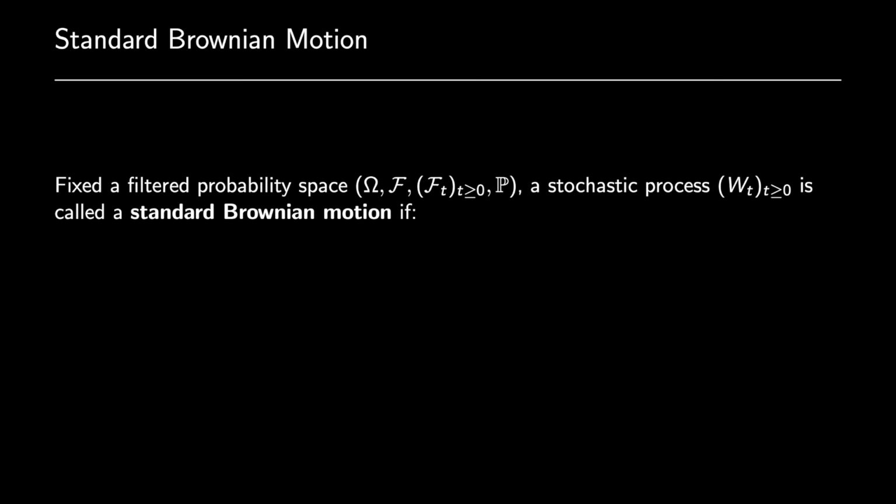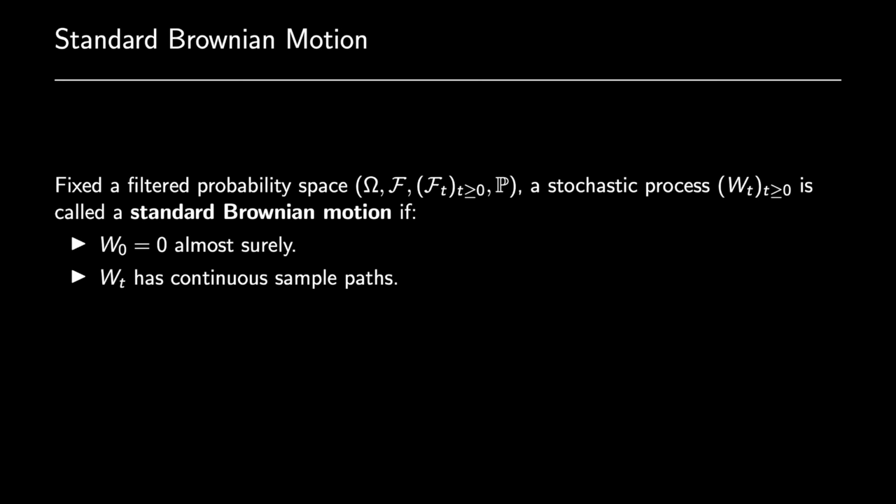Now let us recall the definition of a standard Brownian motion. We always fix a filtered probability space. A stochastic process W(t) is called a standard Brownian motion if, first, W(0) is equal to 0 almost surely. Second, the process W(t) has continuous sample paths. Third, for any 2 times s and t with 0 less than or equal to s, and s less than t, the increment W(t) minus W(s) is normally distributed with mean 0 and variance t minus s.